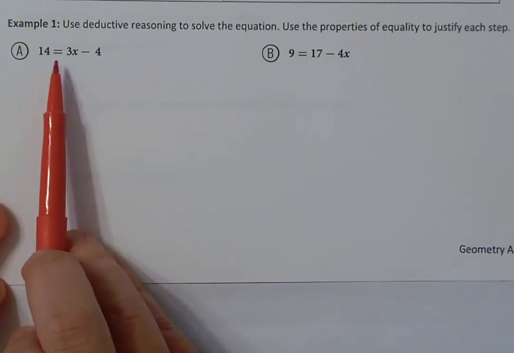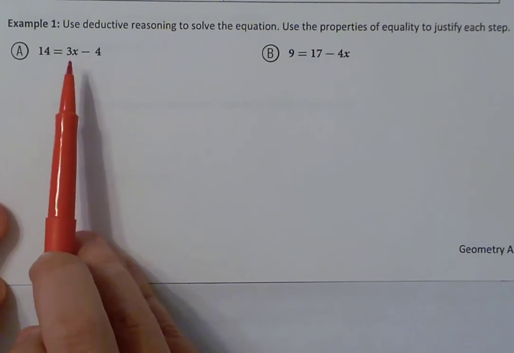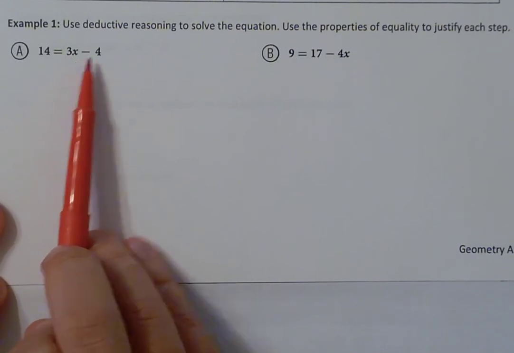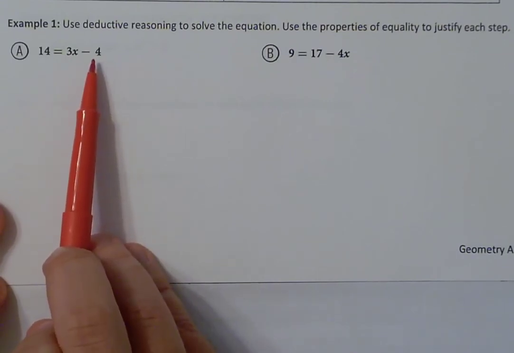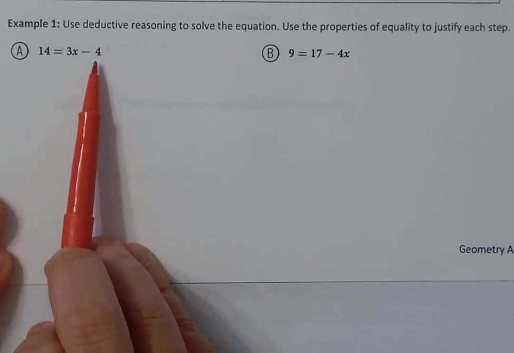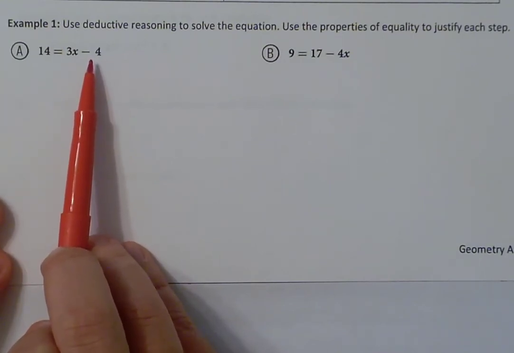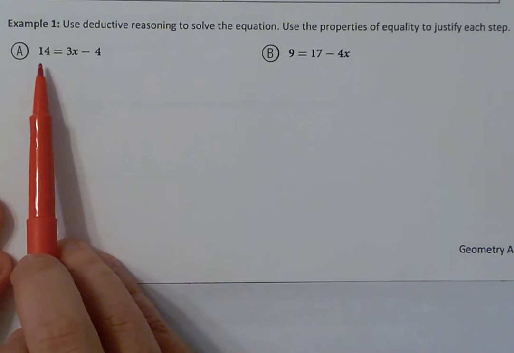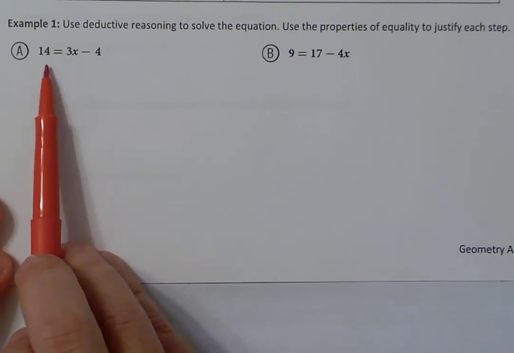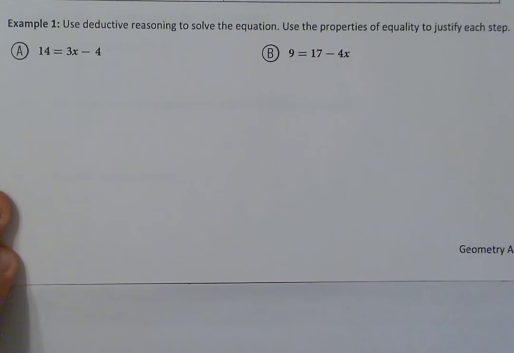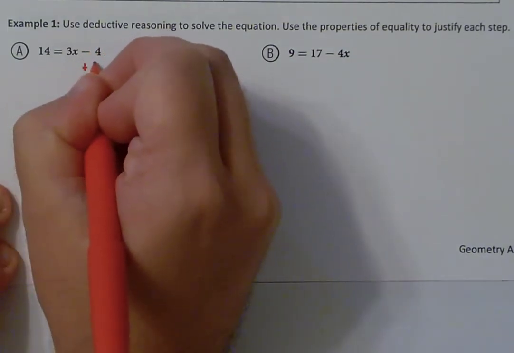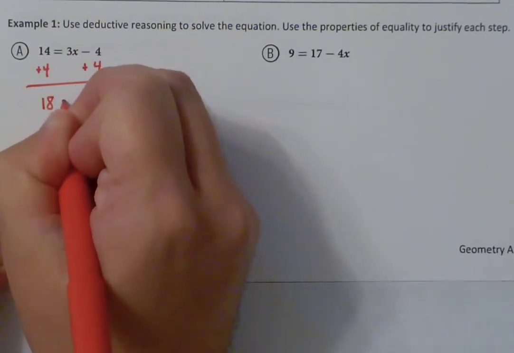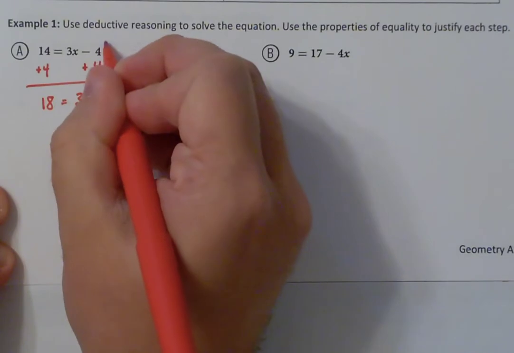So if we have 14 equals 3x minus 4, we have to solve for x and figure out what x equals. Our first step is we need to get rid of this minus 4. And if you recall from algebra or pre-algebra, we have to do the inverse of what's happening, so the inverse operation. Because this is minus 4, that means I need to add 4 to both sides. When I add 4 to both sides, 14 plus 4 is going to be 18. So we get 18 equals 3x because the 4's cancel out.